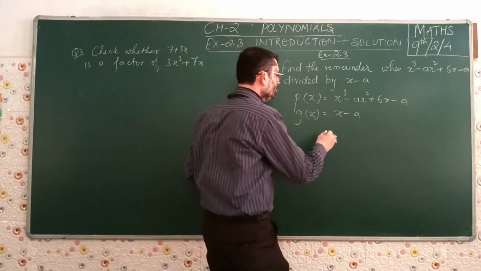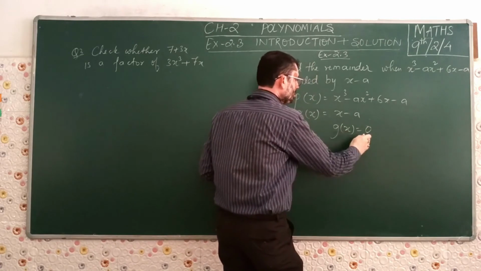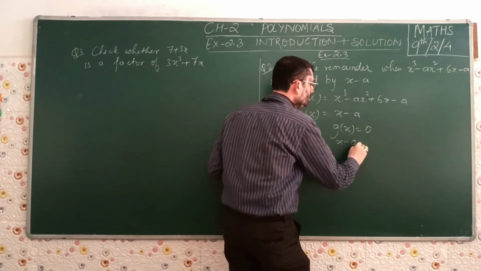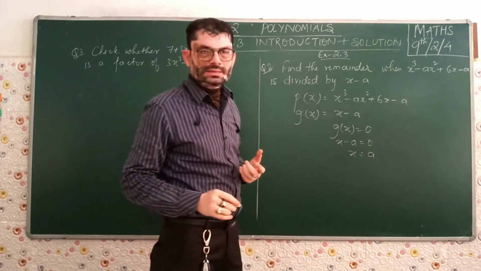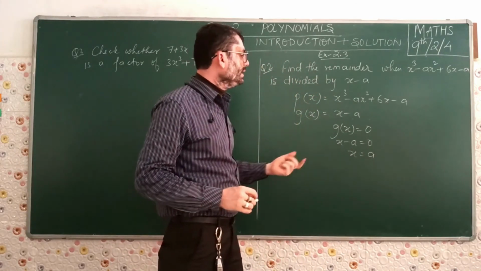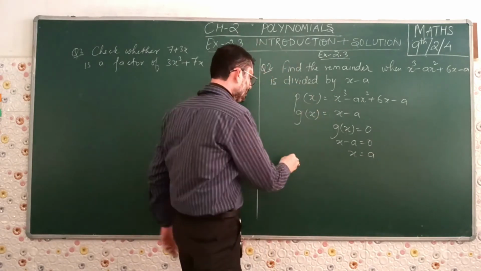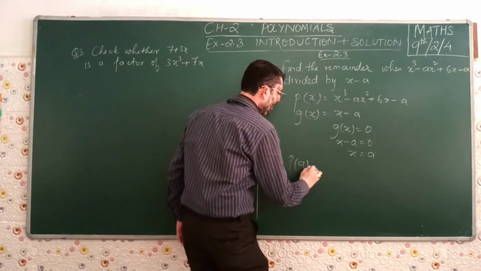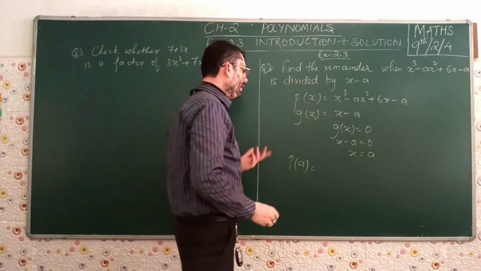So let us get the value of x by taking g of x to be 0. g of x is 0 means x minus a is 0. So x is equal to a. The value of x is a. And we will get the remainder by putting this value x equals a in the given polynomial. So let us get the remainder p of a.